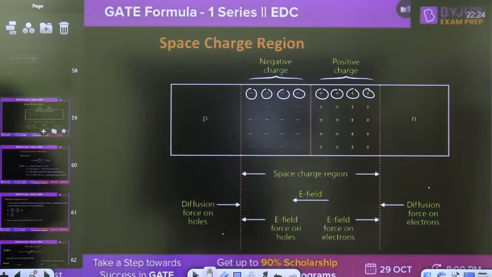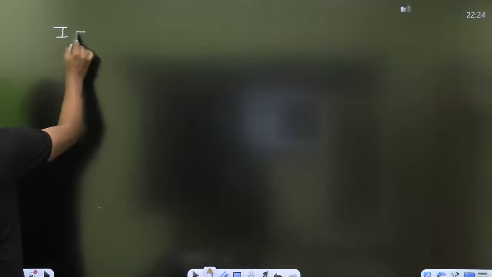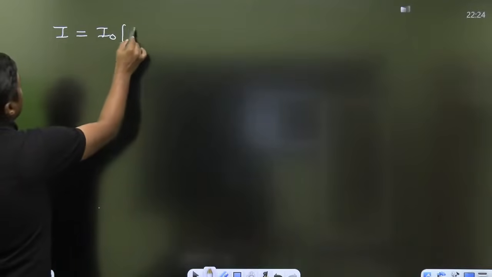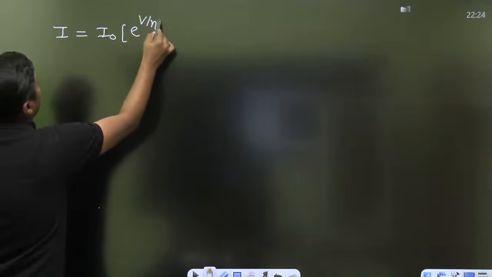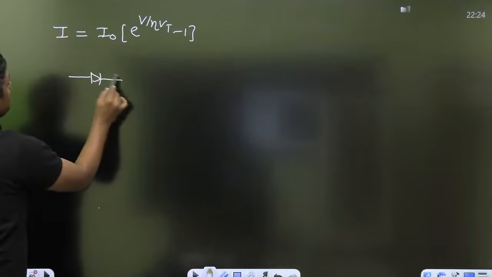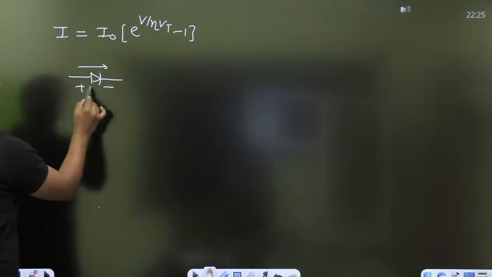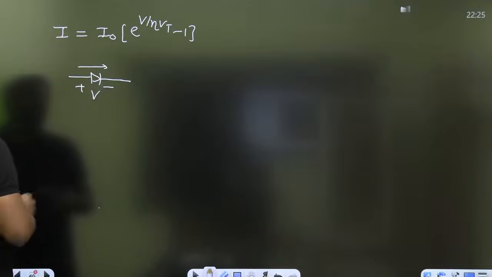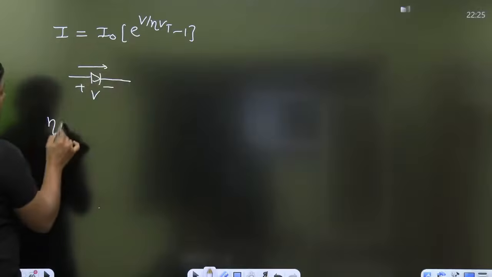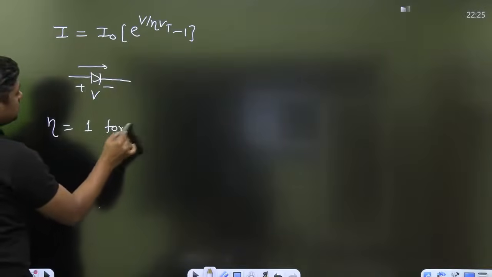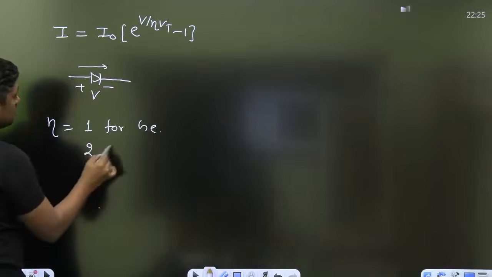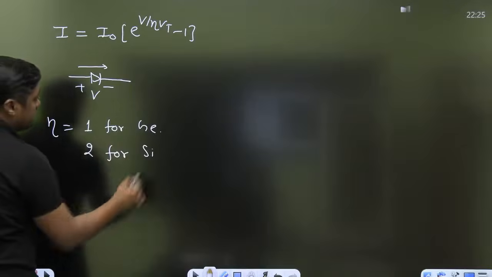Now, what is the formula for diffusion capacitance and transition capacitance? Now I will give the formula. First of all, I is equal to I naught e raised to power V by eta Vt minus 1. That is the formula for a forward bias diode. This is the voltage across the diode, V. Eta is the ideality factor: 1 for germanium, 2 for silicon for rated current.